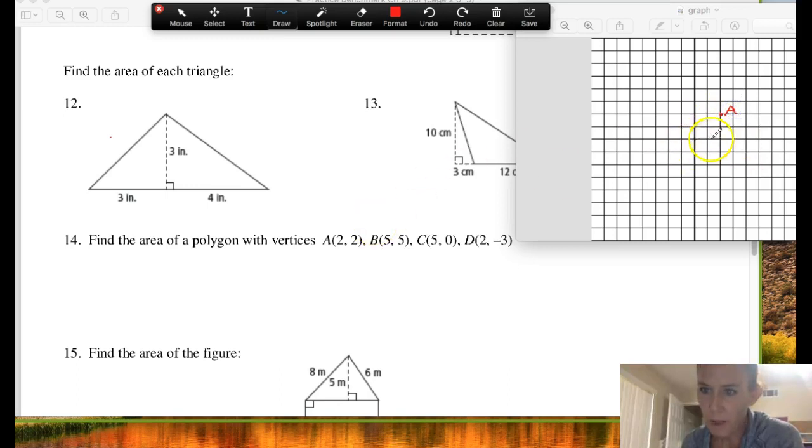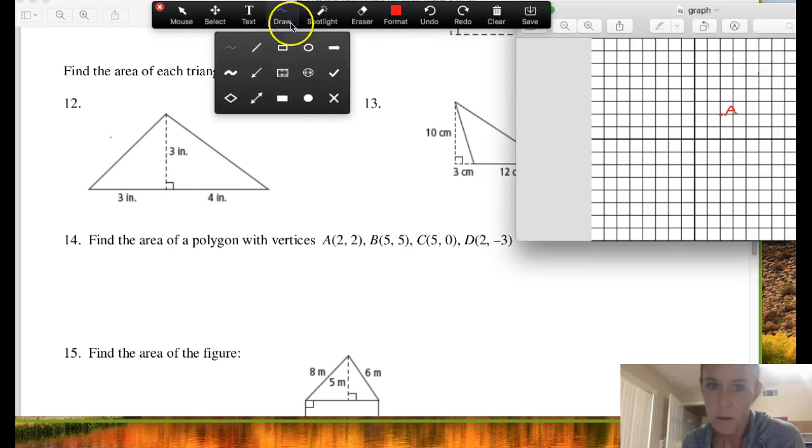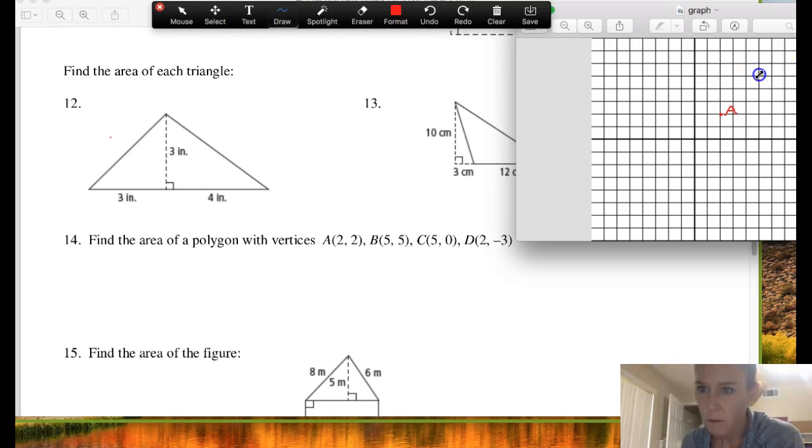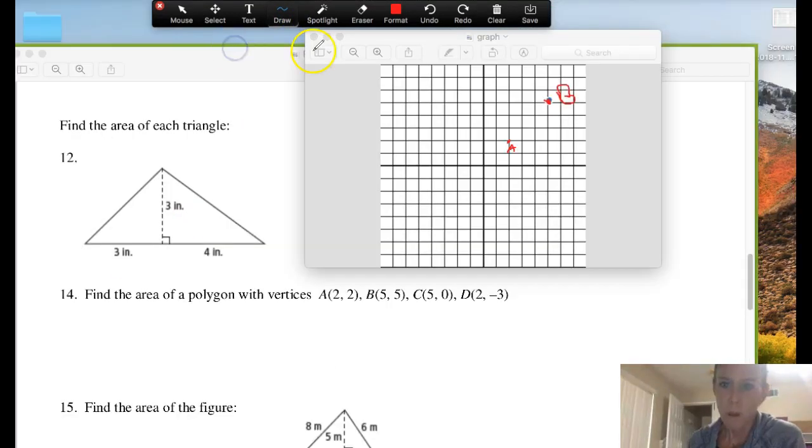B is over 5. 1, 2, 3, 4, 5. Up 5. 1, 2, 3, 4, 5. There's B. It's not liking that. Why is it not letting me do that? Hold on, it's not letting me do that. Okay, so there's B. Let's go to C.